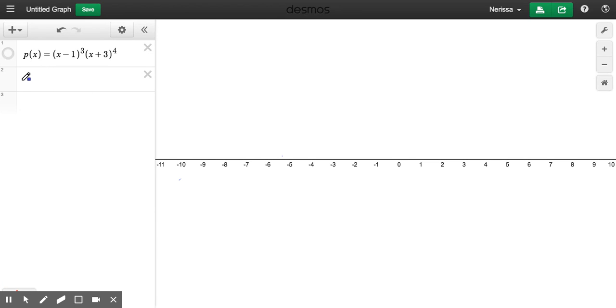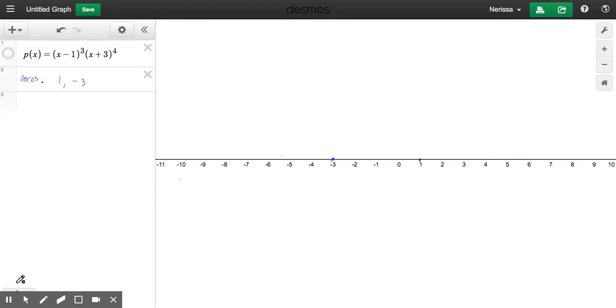So to graph p of x, we want to find the zeros. The zeros are x minus 1 equals 0, therefore x equals 1, and x plus 3 equals 0, therefore x equals negative 3. So these are the two zeros, positive 1 and negative 3. What happens to the number line is it is divided into 3 intervals.